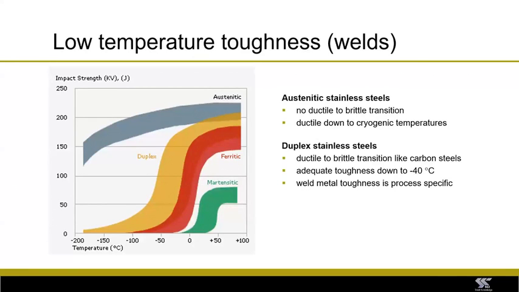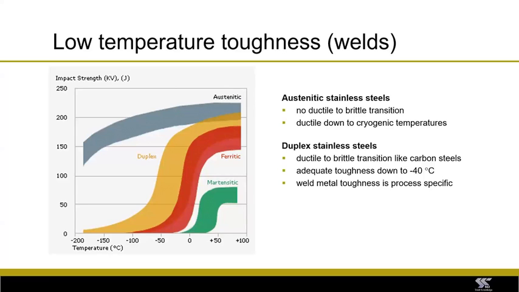Now let's finish off the properties section with this slide on low temperature toughness. I think what you'll notice is austenitic stainless steels actually show no ductile to brittle transition. Isn't that interesting? So you can use, and indeed they are used, right down to cryogenic temperatures, for example, for LNG containers.